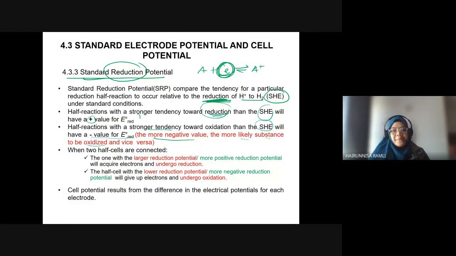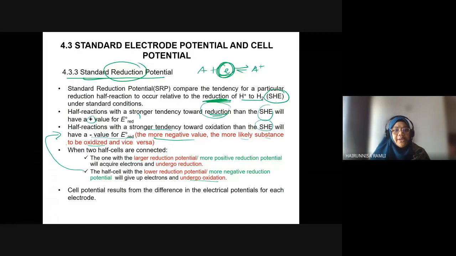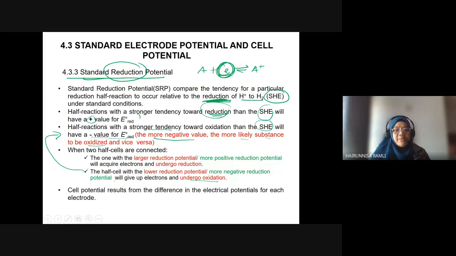and vice versa. Okay? So, when two half cells are connected, the one with larger reduction potential or more positive reduction potential will acquire electron and undergo reduction. The half cell with lower reduction potential or more negative, okay, will undergo oxidation. Basically ni ayat yang sama lah eh, untuk yang ini. Okay, cell potential result from the difference in the electrical potential for each electron.